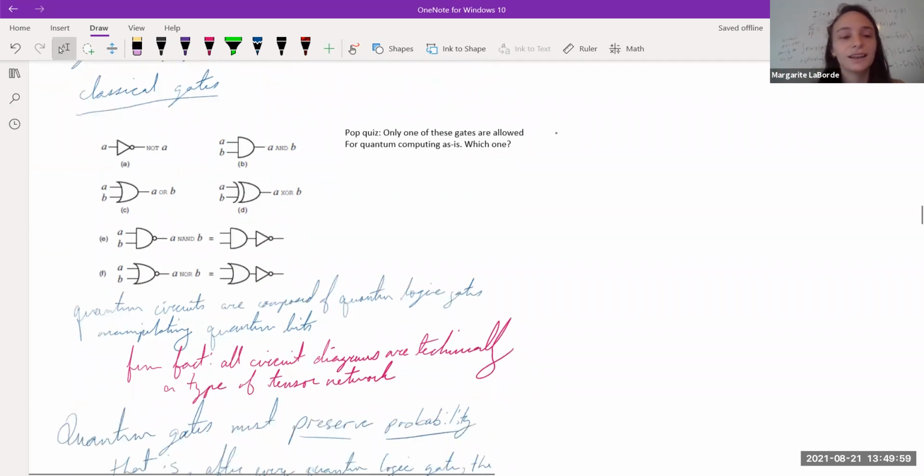So classically, there are a lot of gates that you can do. And I wanted a little bit of audience participation. So one of these gates you can use for quantum computing, as is.